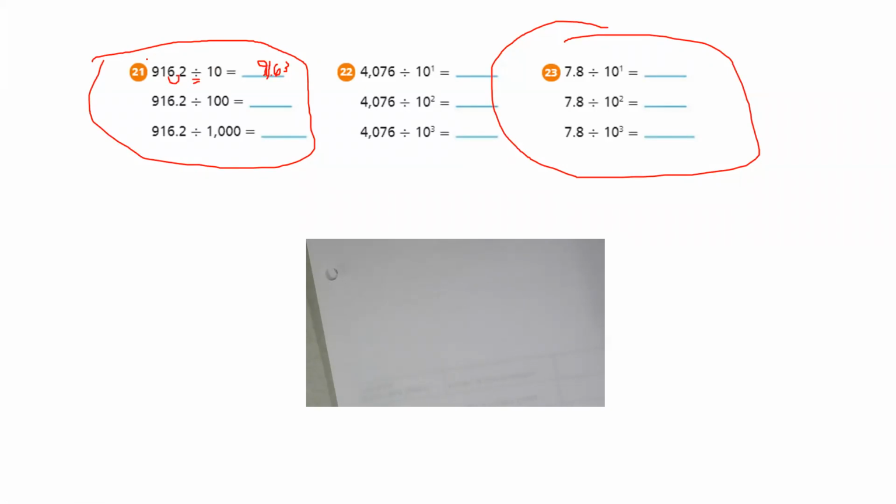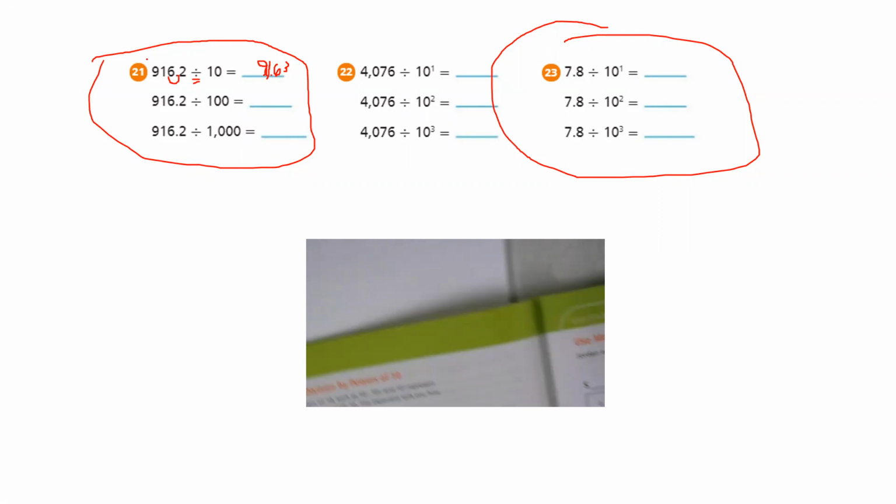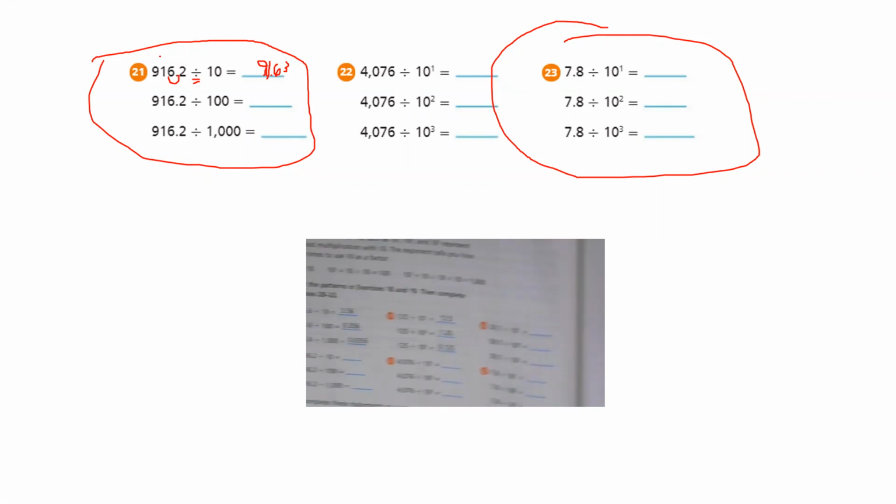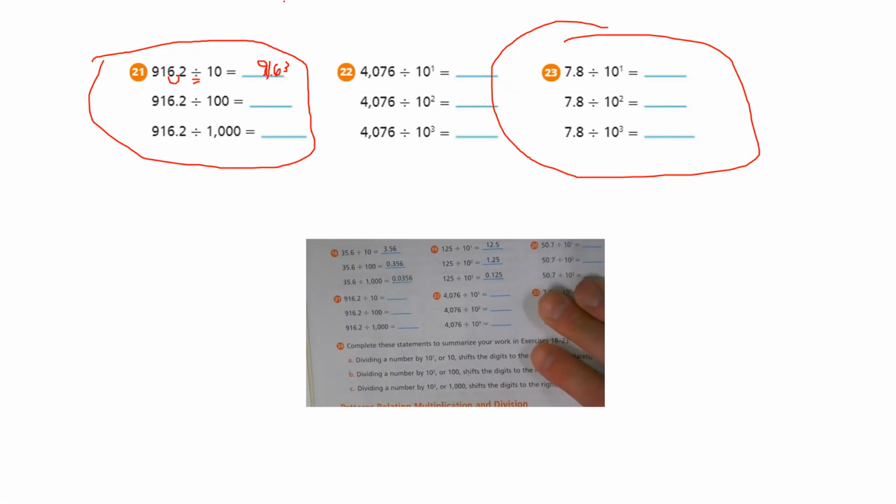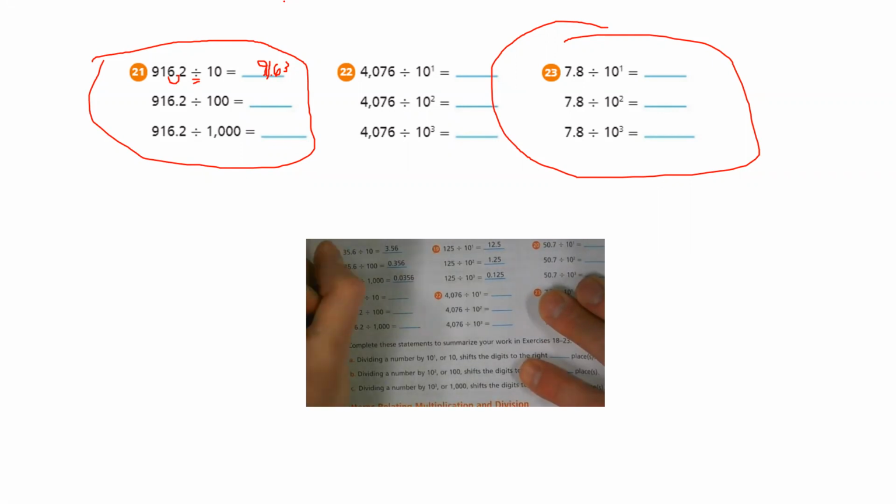All right. Number 21. We actually use this. Okay. Number 21. We said this moves in once, turns into 91 and 62 hundredths.